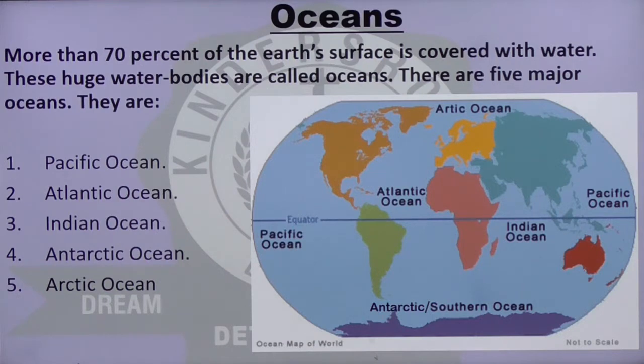And then you have the Indian Ocean, which is near India. Did you see? Just underneath India. It is the Indian Ocean. Then we have the Antarctic, which is also called the Southern Ocean. Okay? And then on the North we have the Arctic Ocean.